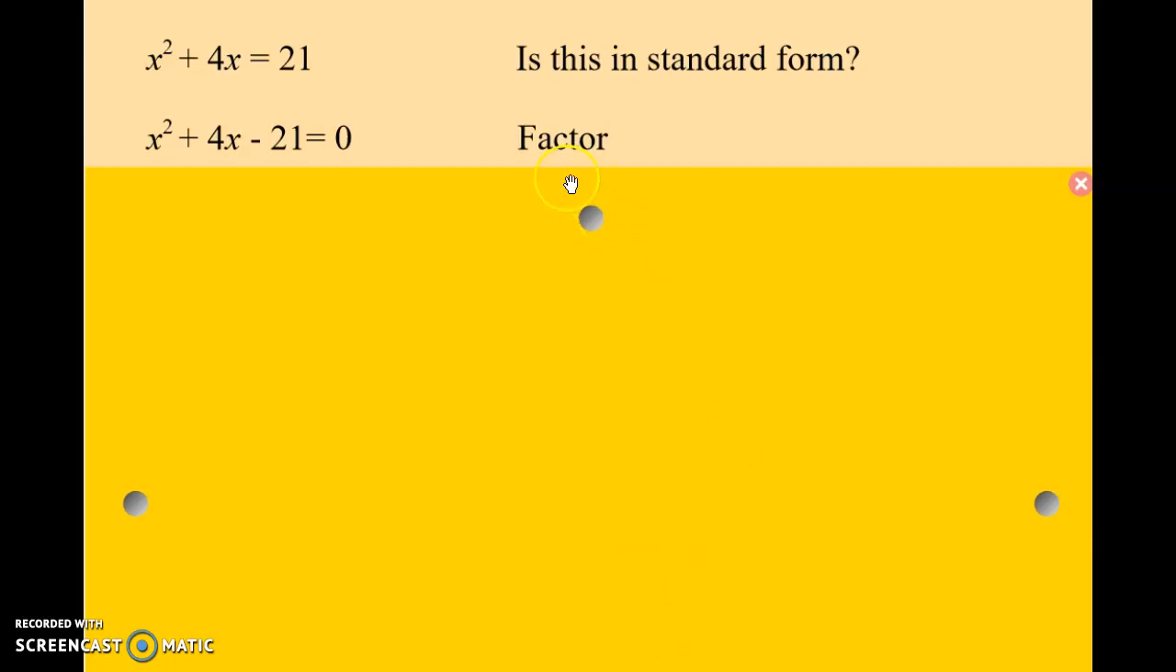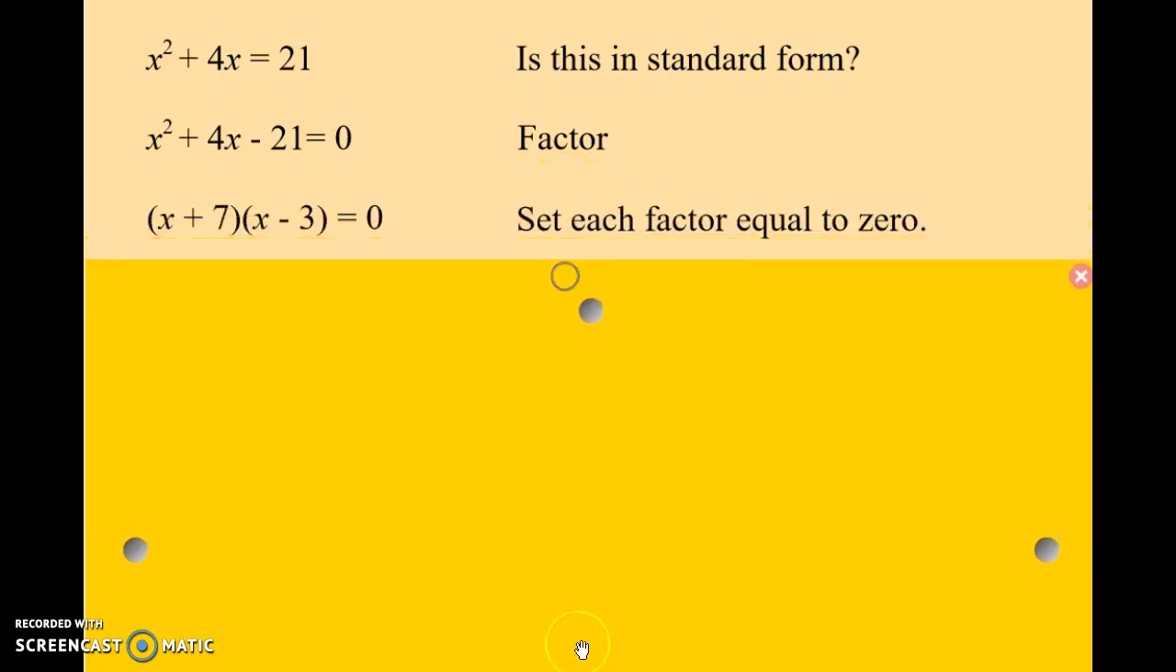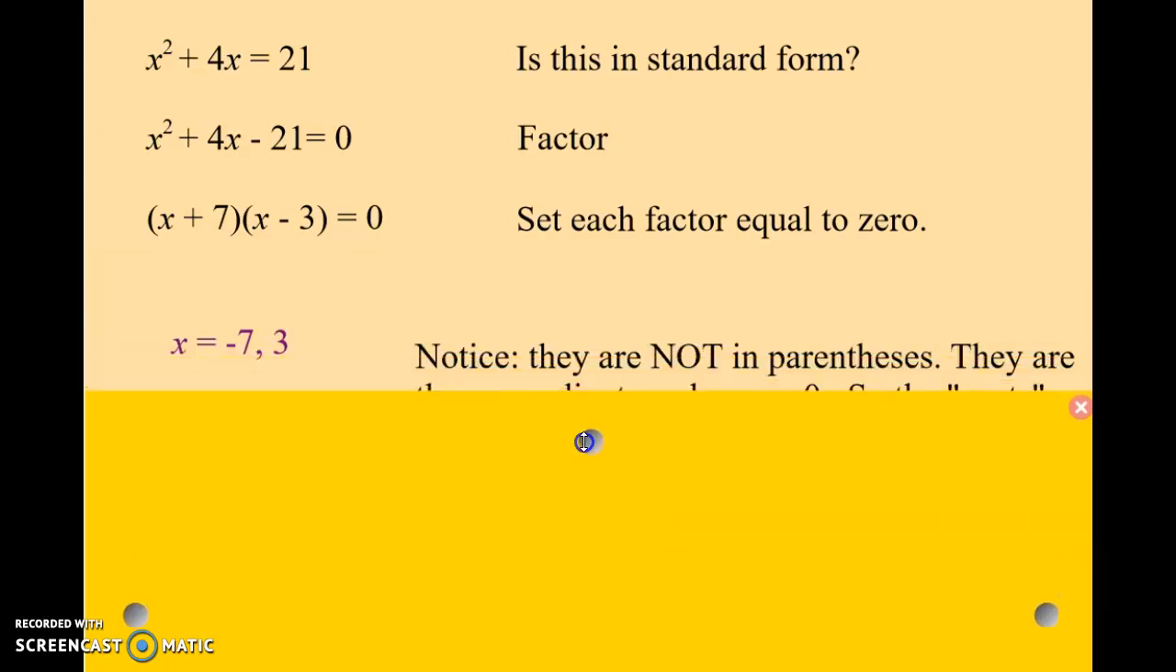The next thing I'm going to do is factor. And when I factor, I get x plus 7 times the quantity x minus 3, still equal to 0. I set each factor equal to 0, and I get x is equal to -7 and +3.